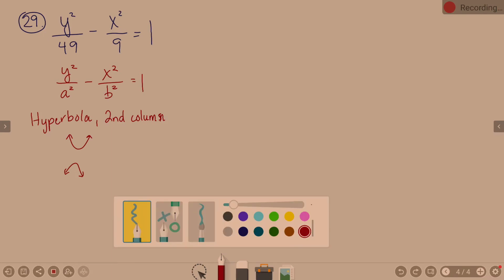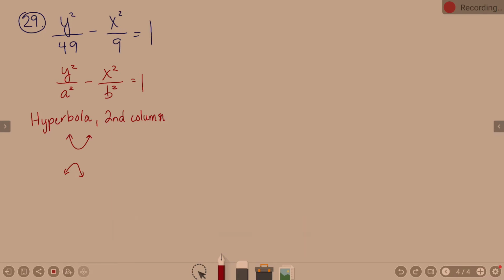Now, information. What's a? Right. If the first value is 49, a squared is 49, so a is 7. If b squared is 9, then we know b is 3. Remember, with a hyperbola, a happens to be bigger here, but a does not have to be bigger. Okay? a is whichever value is under the first fraction, the fraction that has a positive coefficient.